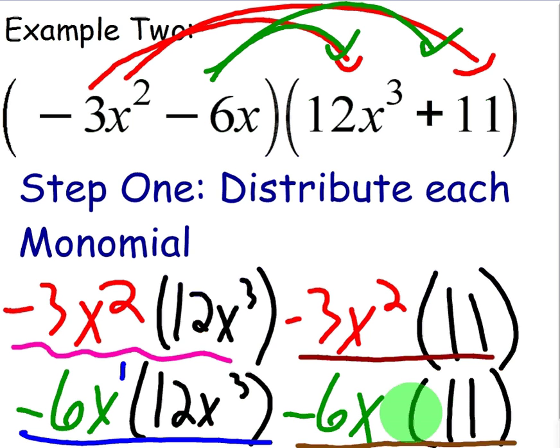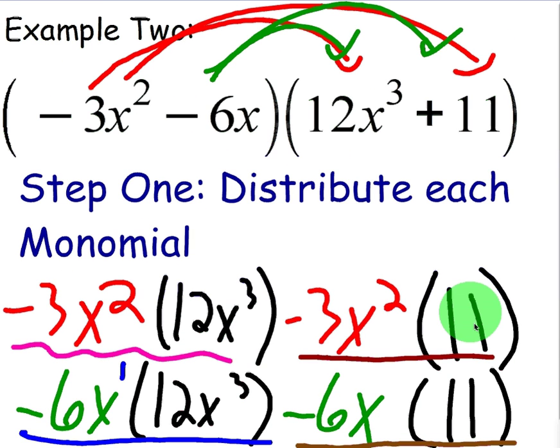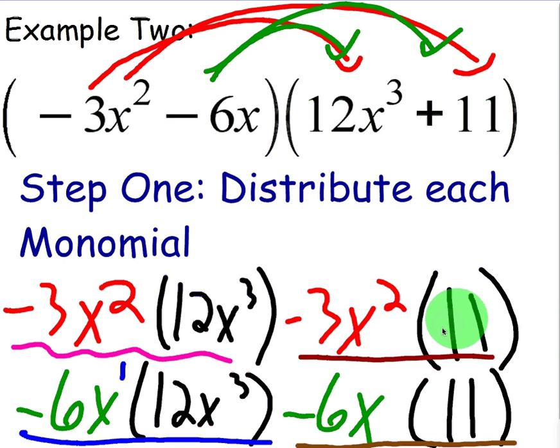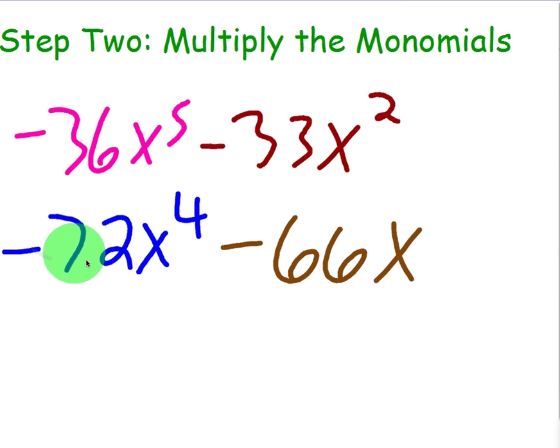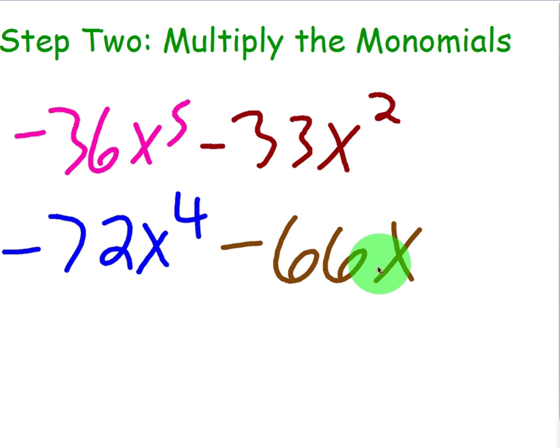So once we do that, the next step is to multiply these together. So we're going to do negative 3x squared times 12x cubed, which gives you negative 36x to the fifth. Then we're going to take minus 3x squared times 11, which gives you minus 33x squared. Next, negative 6x to the first times 12x cubed gives you negative 72x to the fourth, right? Finally, negative 6x times 11. 11 times minus 6, minus 66, and the x carries over, so it's minus 66x.